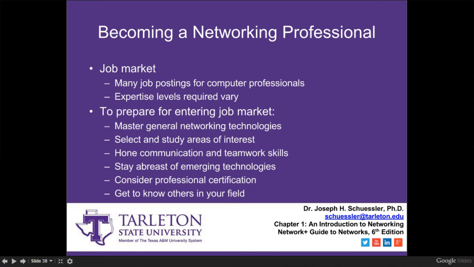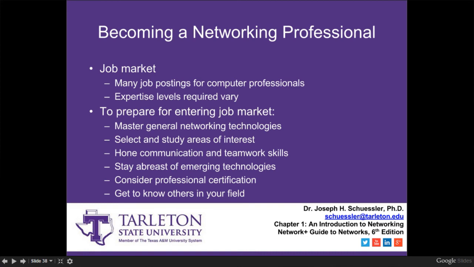How do you prepare for entering the job market? Master general networking technology. So have a pretty good understanding of networking in general. Understand the content from this class. Have a general idea of Linux and how it works, and Windows Server 2012, how it works. But then pick a few areas that you really want to dive into a little bit deeper and know more about those specific areas. So go much deeper in a few areas, whether it be security, or some specific aspect about network design, something. Pick some area that you can go deep in.